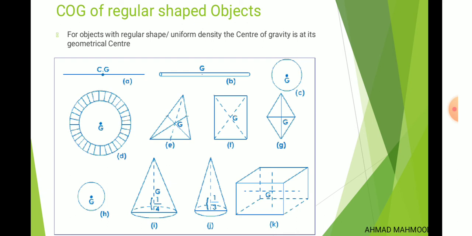The center of gravity of a regular shaped object is very easy to calculate. For example, in a line in A or a rod in B, the center of gravity will be exactly the geometrical center of the line or the rod. Similarly, in a circle, the center will be the center point or half of the diameter. In a triangle, you can find the center by taking the angle bisectors, or in a rectangle by drawing the diagonals. So for regular shaped objects, the center of gravity is very easy to find. It will be at their geometrical centers.